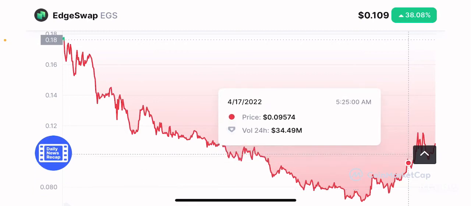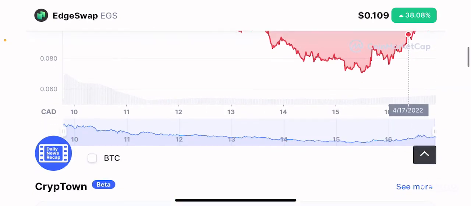And again, this is not financial advice, please do your own research, right? But this is the worst time to buy this token, so please do not buy this token at this price point, right?